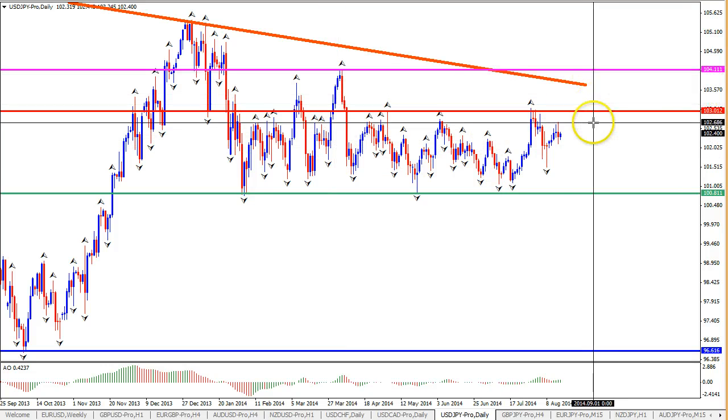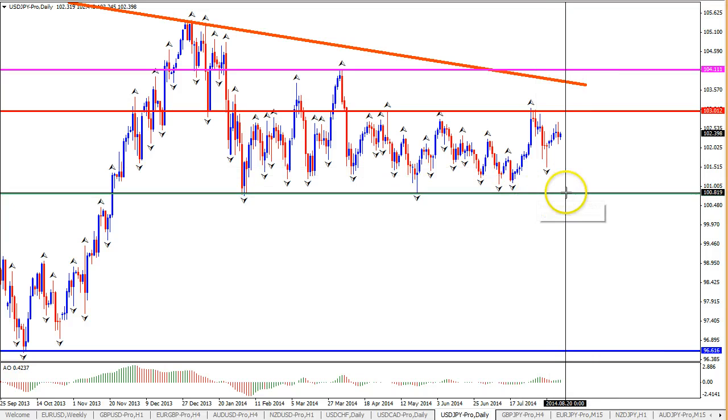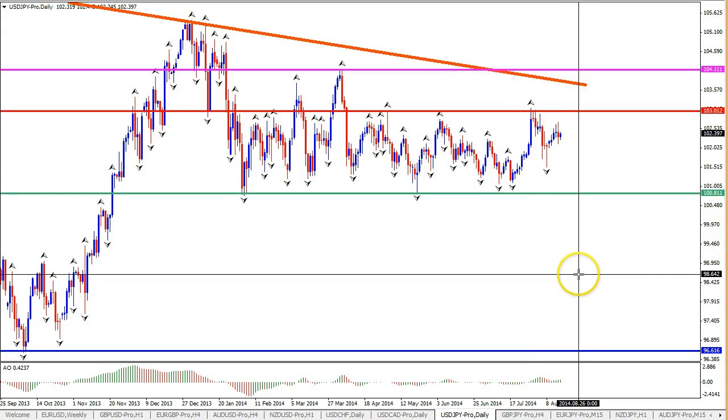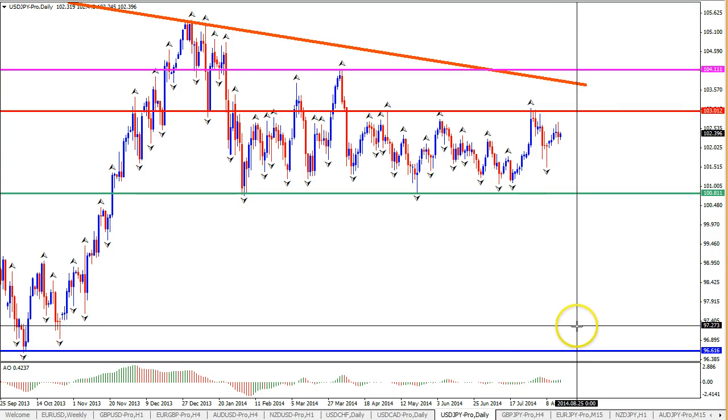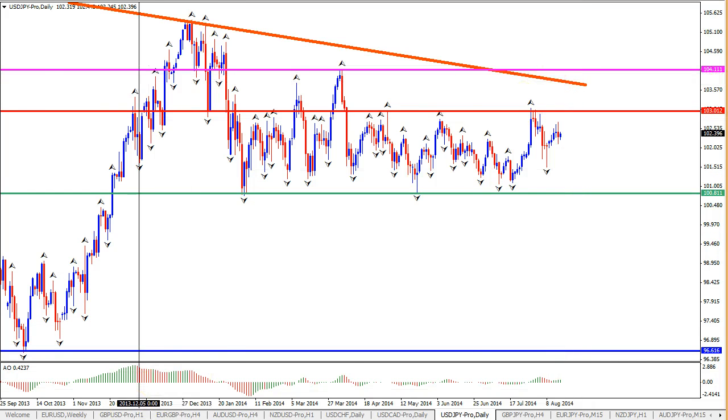And we really need to break above red and magenta for upside follow through, or below green 180 for some downside momentum, maybe for instance down to parity and 97 here. So those are the lines in the sand on the dollar yen.